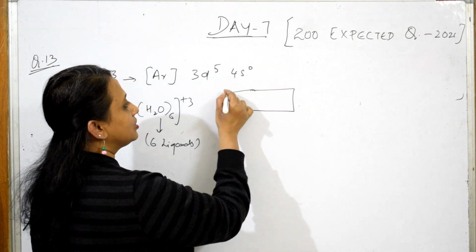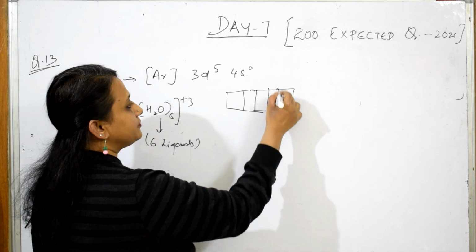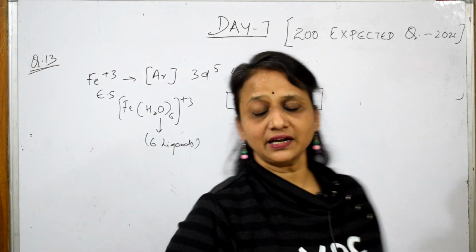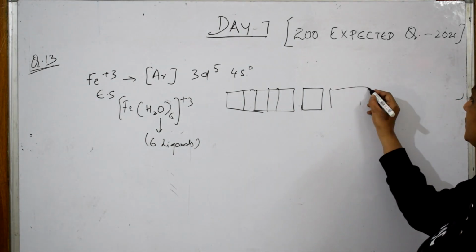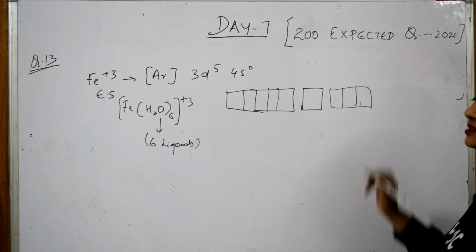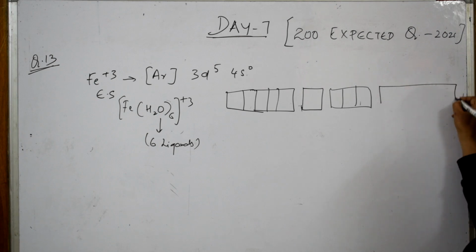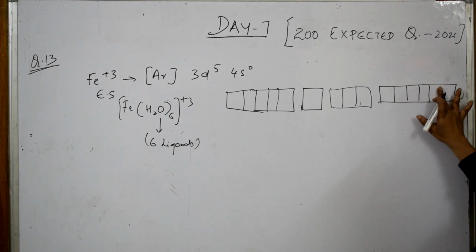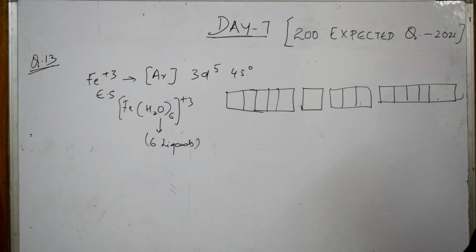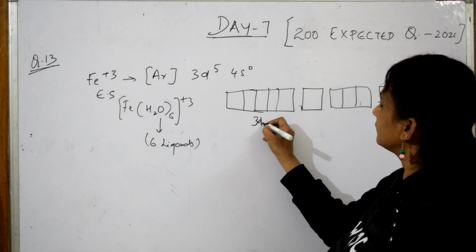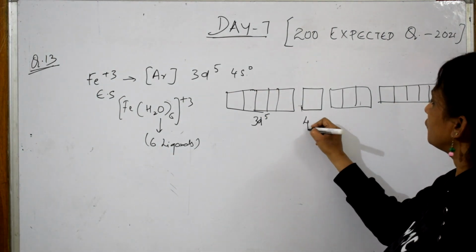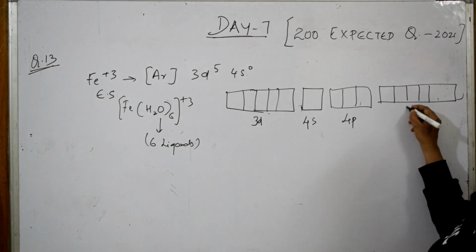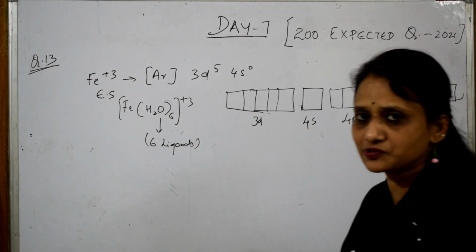Okay, a little bit longer. 3d 1, 2, 3, 4. 4s0. Right, then comes 4p, 3 orbitals, then comes 4d also. 4d 1, 2, 3, 4, 5. Okay, I wrote extra. So this is 3d5. This is 4s0. Don't write here. It is 4s. Then this is 4p. This is 4d. It is d orbitals, no iron.